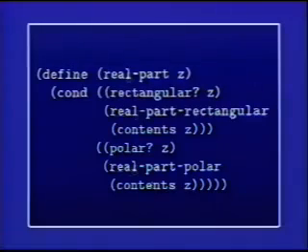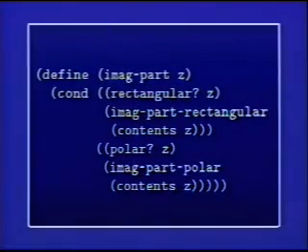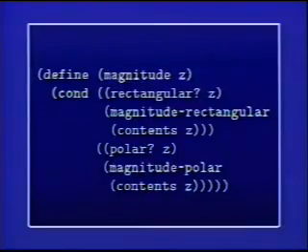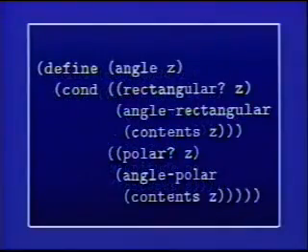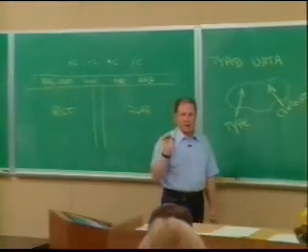And then similarly, there's imaginary part, which is almost the same. Right? It looks at the number, and if it's rectangular, uses George's imaginary part procedure. If it's polar, uses Martha's. And then there's magnitude and angle. Right? So there's a system that has three parts. There's sort of George and Martha and the manager. And that's how you get generic operators implemented.